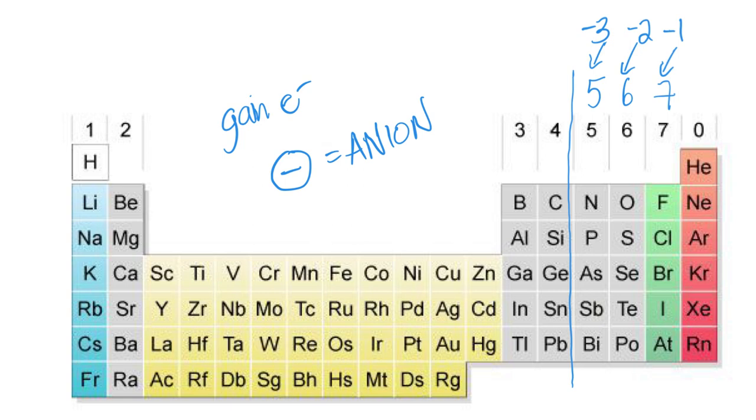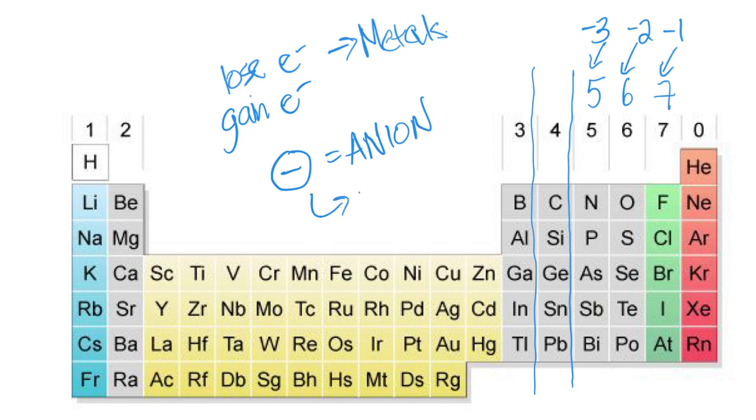Now we'll see in later lessons that those that lose electrons, or are cations, are typically metals. And those that gain electrons and have a negative charge are typically our nonmetals. So it's worthwhile to know, but we will revisit this idea when we come back to it in another video.